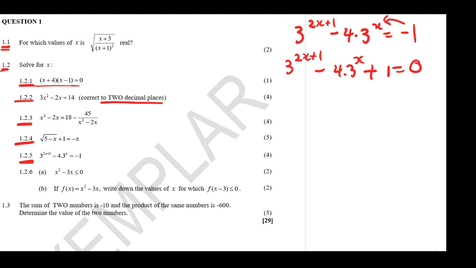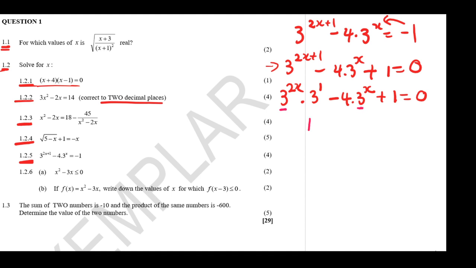So you're just going to break this exponent form here. You're going to say 3 to the power of 2x multiplied by 3 to the power of 1, minus 4 multiplied by 3 to the power of x, plus 1 equals 0, right? And if you notice here, we are having 3 to the power of 2x, we're having 3 to the power of x, right?